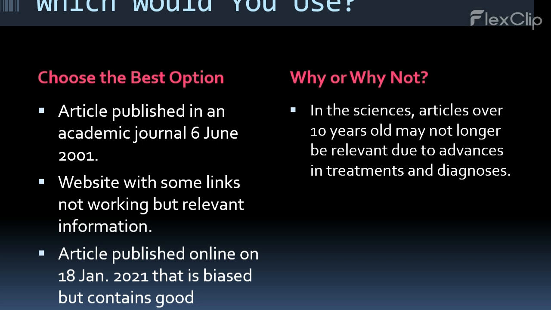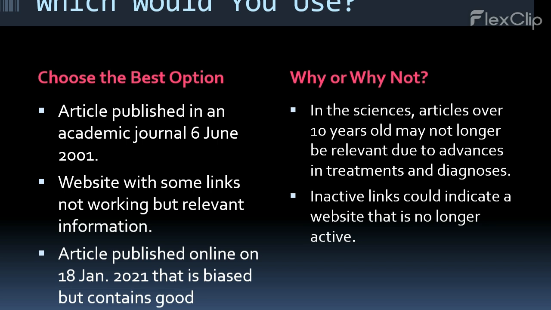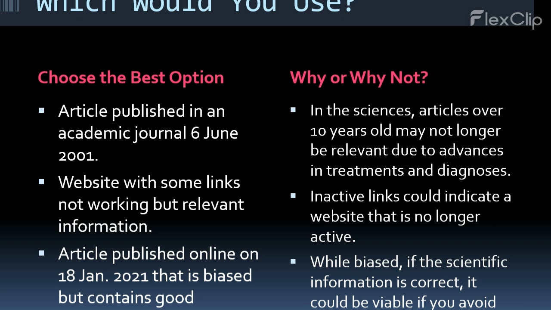Okay, a website with some links not working, but has relevant information. Caution it, because if the links aren't working, it means that they're not updating information or staying current, and it might be old, outdated material. An article published online in 18 January 21 that is biased but contains good information. Why or why not would you use it? Well, while it's biased, if the scientific information is correct, it could be okay. Just avoid taking things out of context and leaning into their bias.